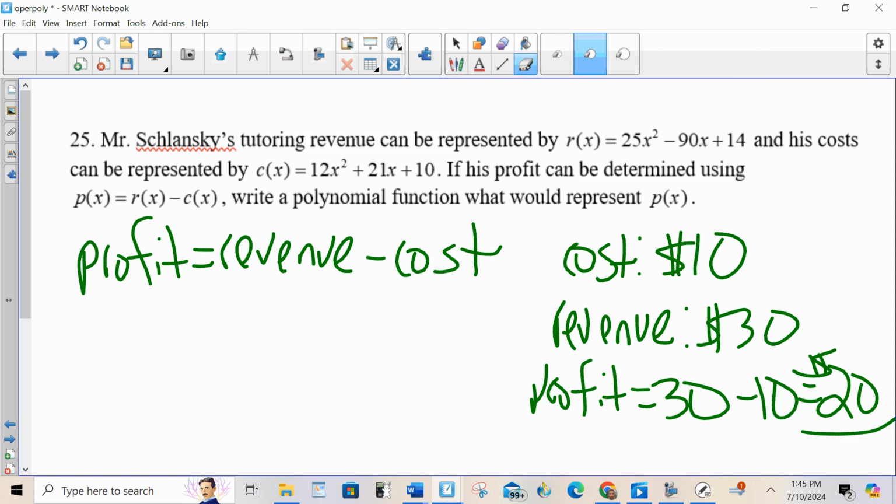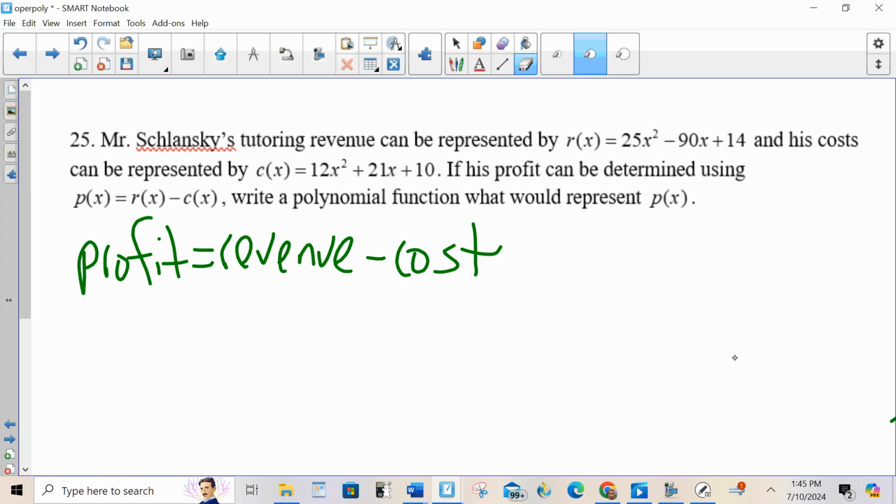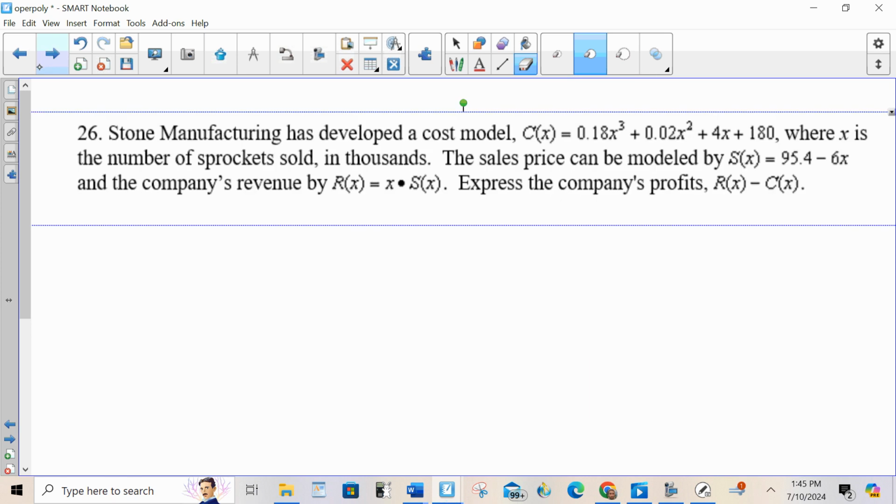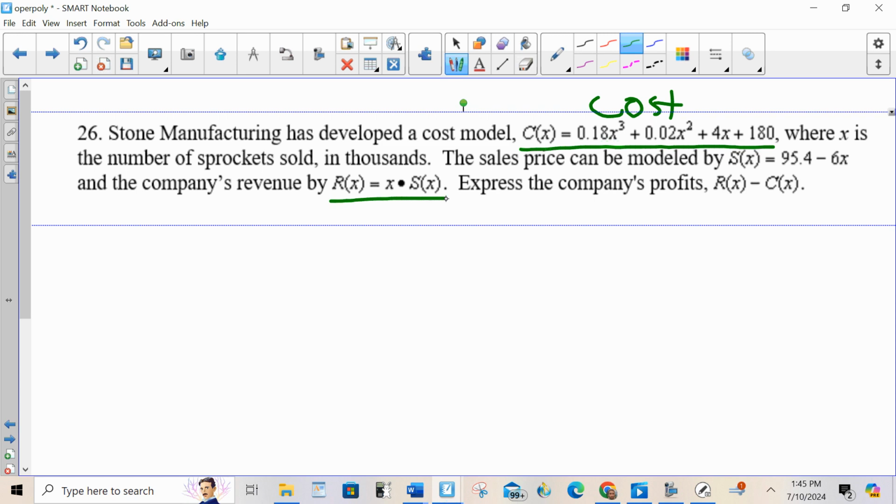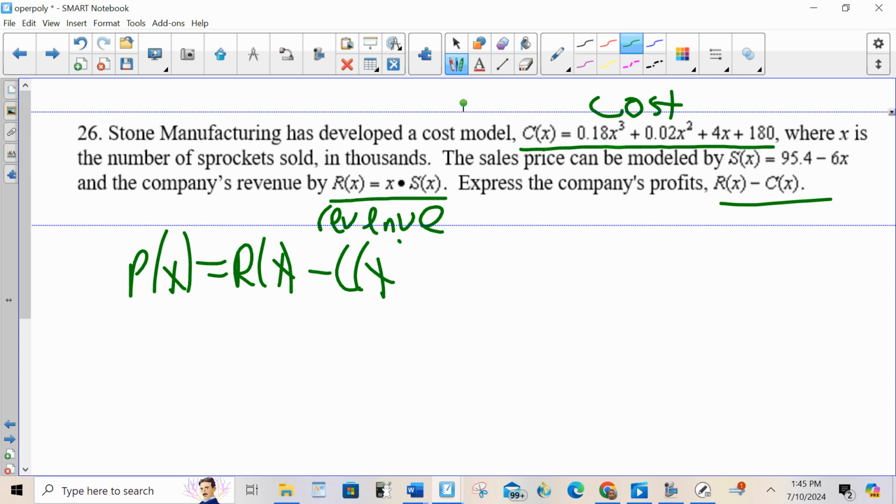So as far as polynomials go, in fact, I'm not going to do this question. I'm going to do this question right here. Stone Manufacturing has developed a cost model, C of X. So this is your cost. The sales price can be modeled by S of X equals, which means that the revenue is R of X equals X times S of X. That's your revenue. And it's even telling you profit R of X minus C of X, or revenue minus cost. So P of X equals R of X minus C of X.